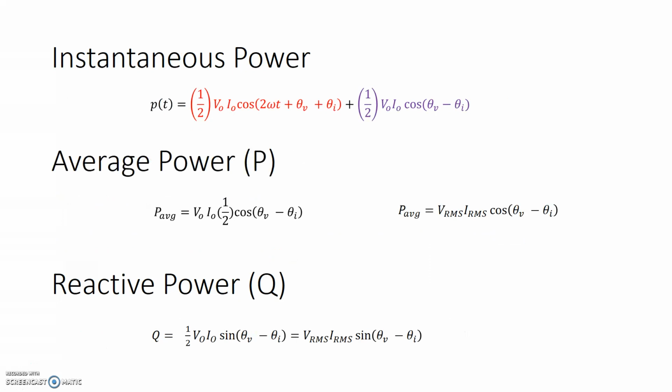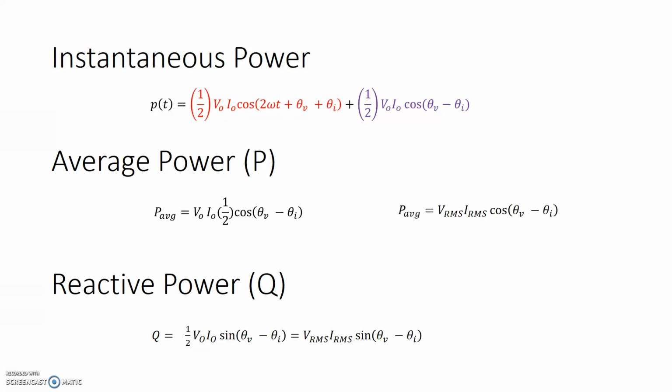So we've defined so far three power terms: instantaneous power, average power P with a unit of watts, and reactive power Q with a unit of volt amp reactive. Now, since average power tells us the real part, so power dissipated by the real component of the impedance, and the reactive power tells us the power exchanged by the reactive component of the impedance, or the imaginary part of the impedance.